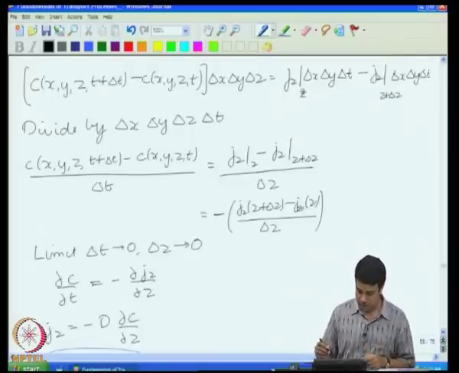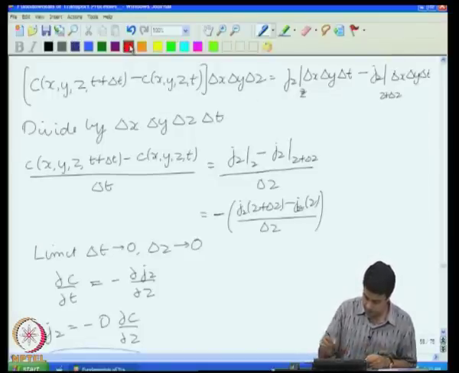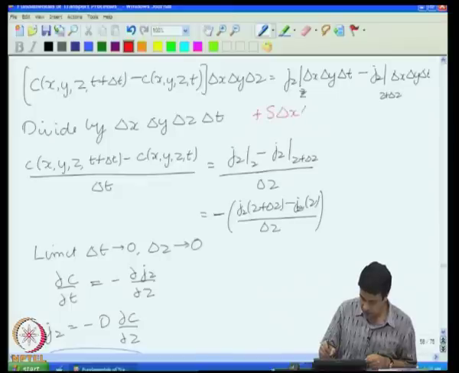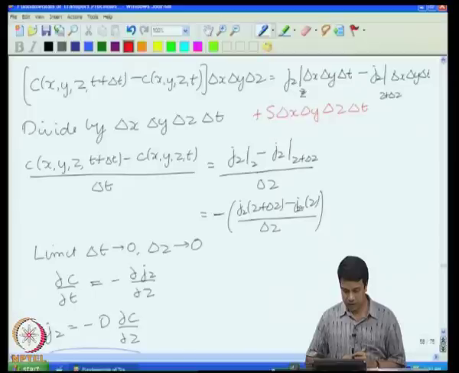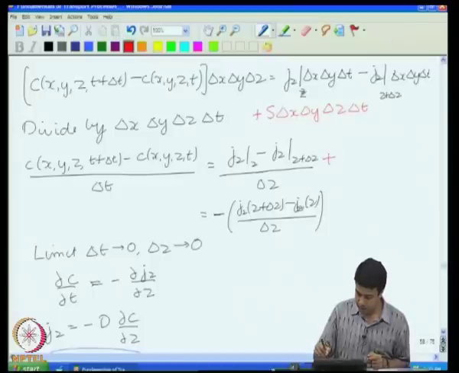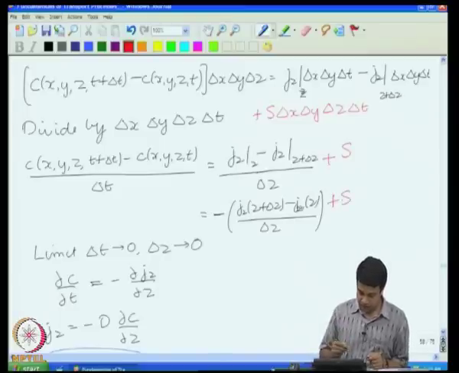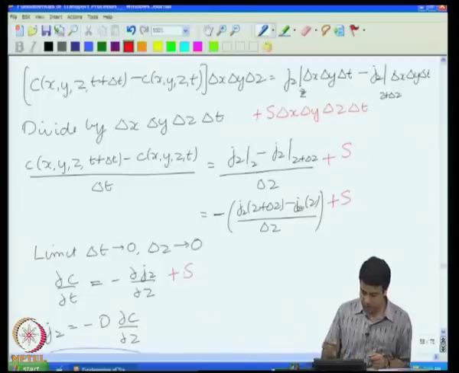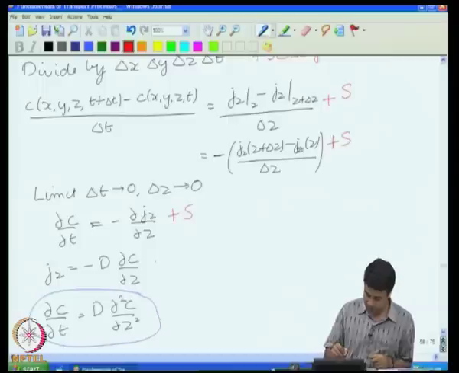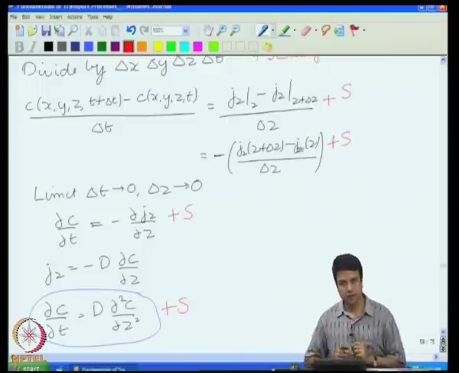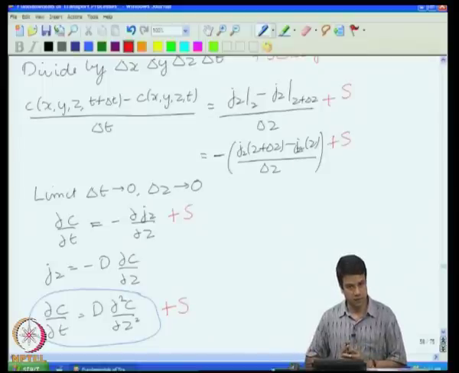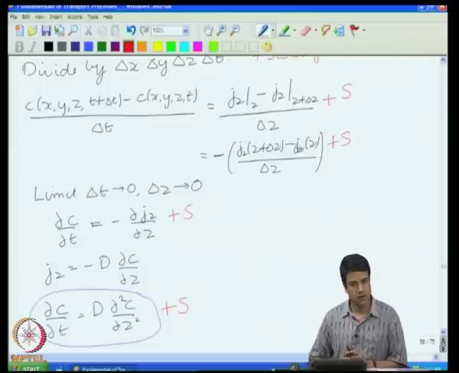And in this mass conservation equation, this source comes in as plus S times delta X, delta Y, delta Z, delta T. And if I divide throughout by delta X, delta Y, delta Z, delta T, I get something that is equal to plus S, the rate of production of mass. And this therefore gives me, in the concentration field, an additional production term. And this source of mass is the rate of production of mass per unit volume per unit time, once again.